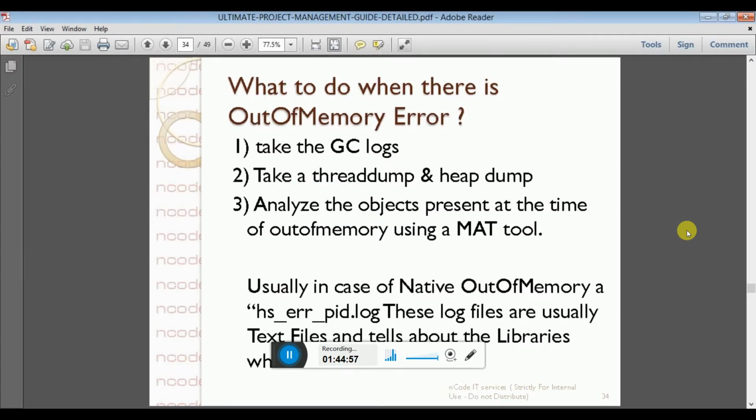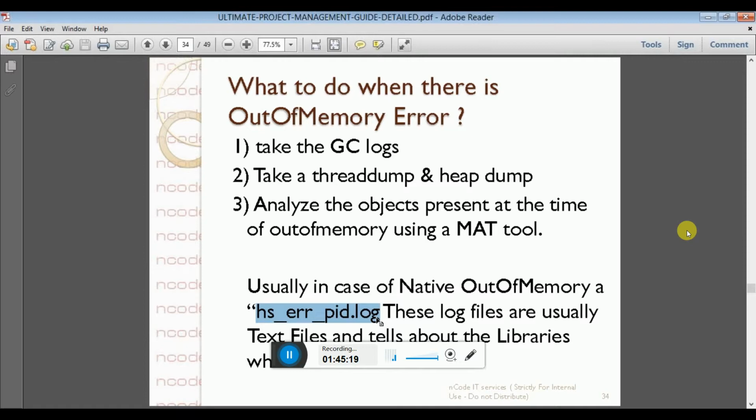Now you will come across a thing called hs_err_pid.log. Somebody might ask you, what is hs_err_pid.log? When there is an out of memory error, usually if you enable the heap dump on out of memory error parameter, it generates a log file. That log file is hs_err_pid.